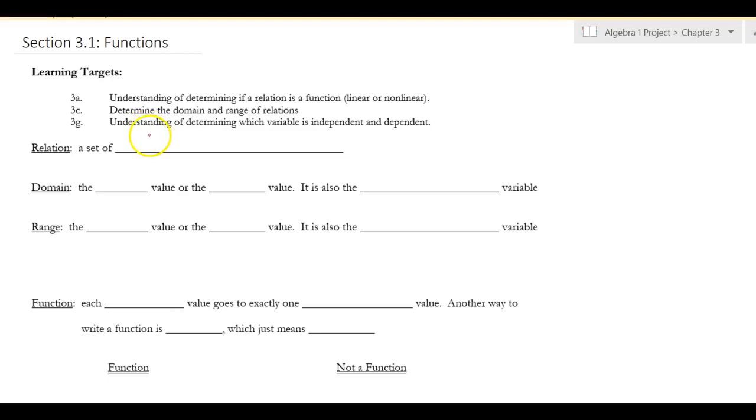Okay, so what we're getting into today is section 3.1, which is dealing with functions. So we have some vocabulary words that we need to know. We need to know what a relation is, domain, range, and then what a function is. We'll start with these.